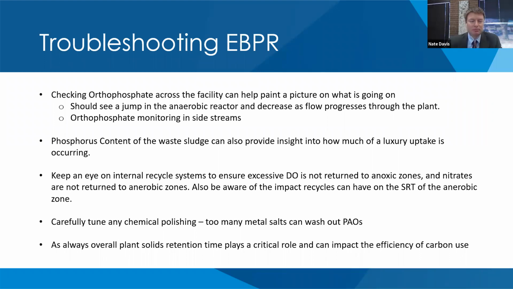On a similar note, the phosphorus content of your waste sludge can also provide insight into how much luxury uptake you're getting. Again, remember, we're trying to shoot for that 2 to 5% range or even higher. And it is really important to keep an eye on the DO and nitrates in any of your recycle streams or your return activated sludge. We want to make sure these nitrates aren't getting back to our anaerobic zone unintentionally.